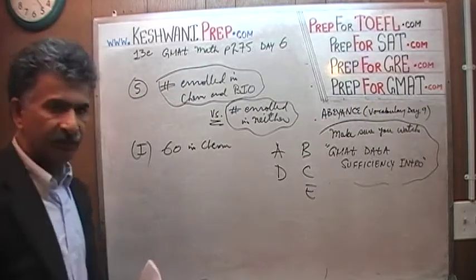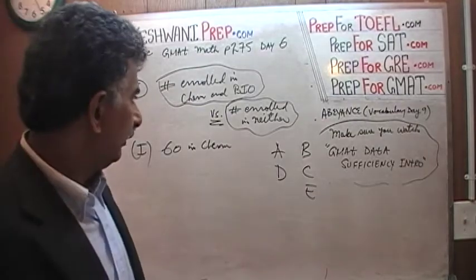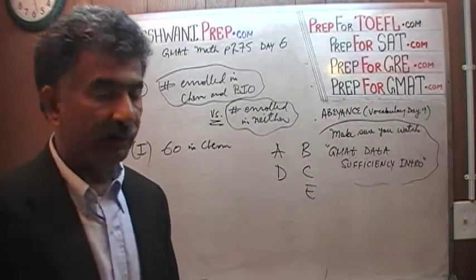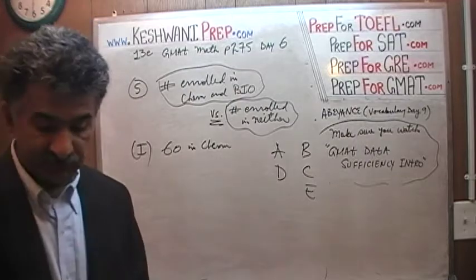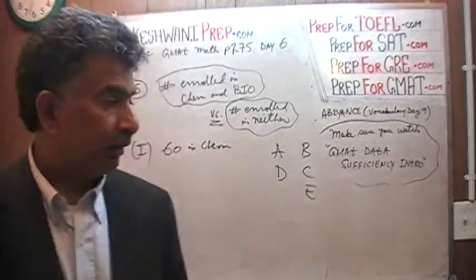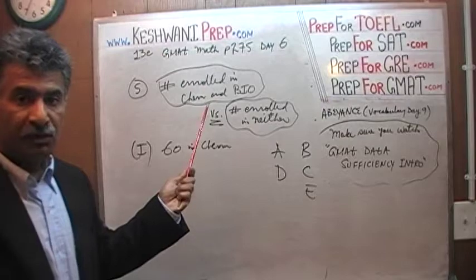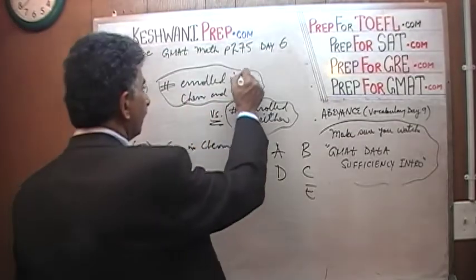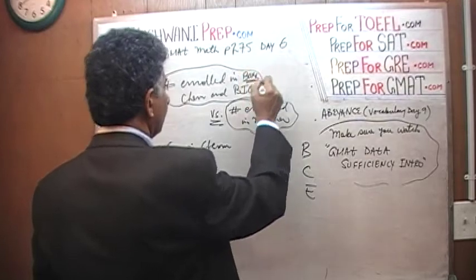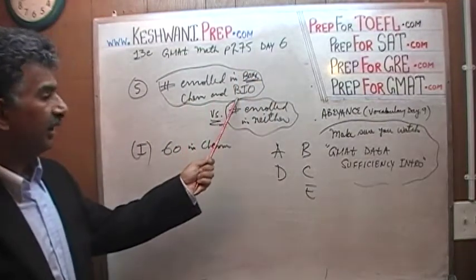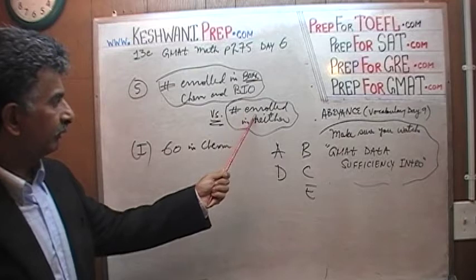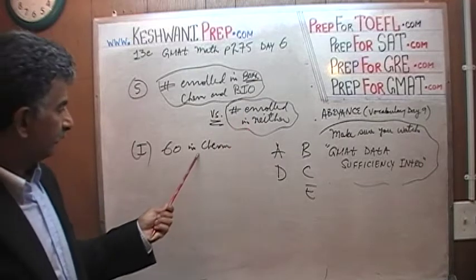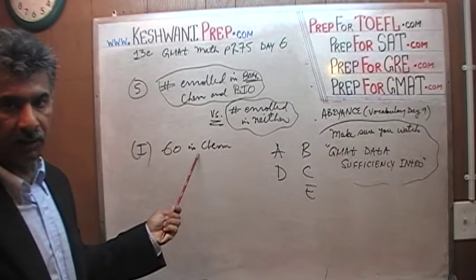The first statement tells us that there are 60 in chemistry. Well, knowing that there are 60 students in chemistry, does that enable us to figure out which quantity is bigger, the number of students enrolled in both chemistry and biology versus the number of students enrolled in neither? Simply knowing how many there are in chemistry doesn't do the job.